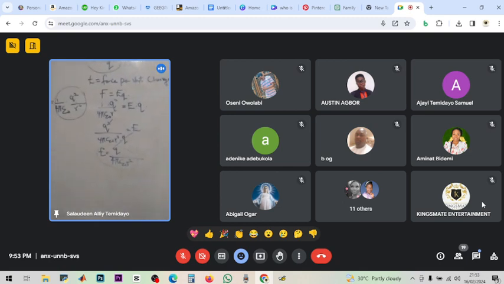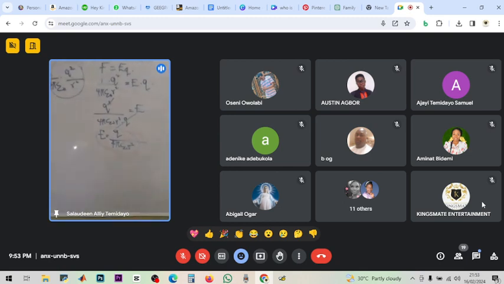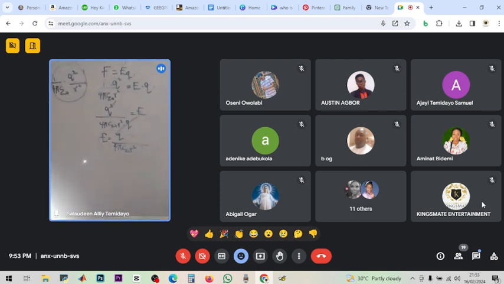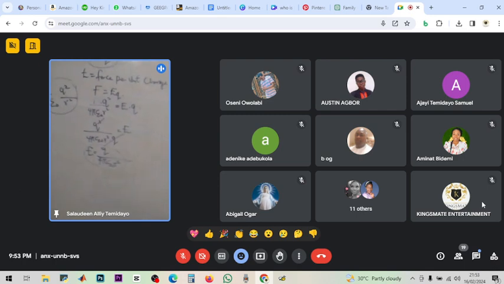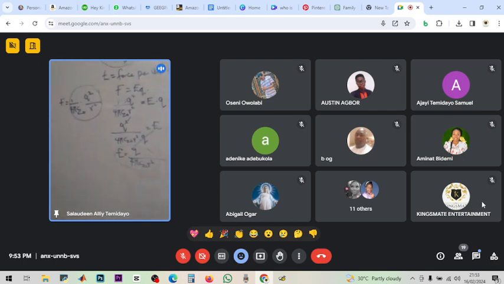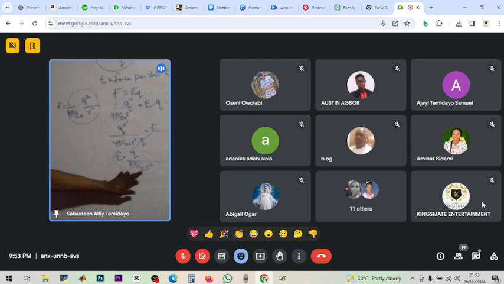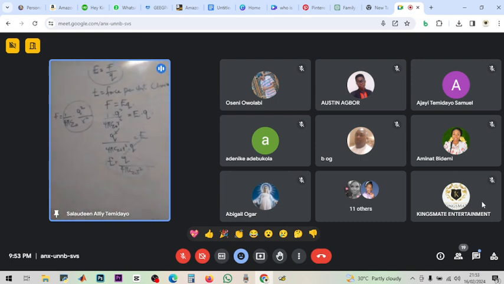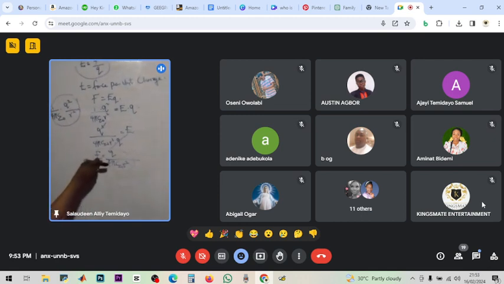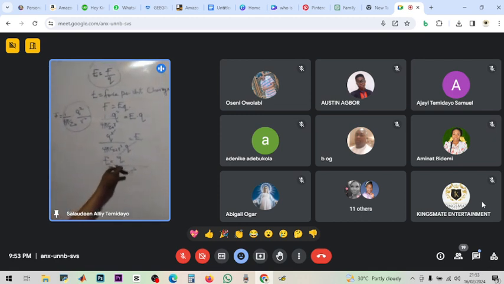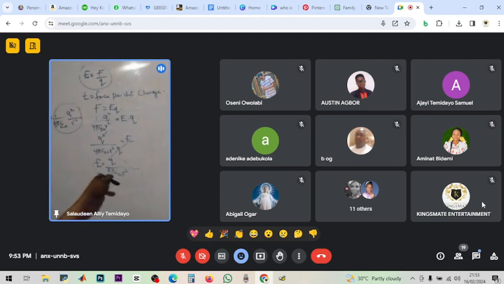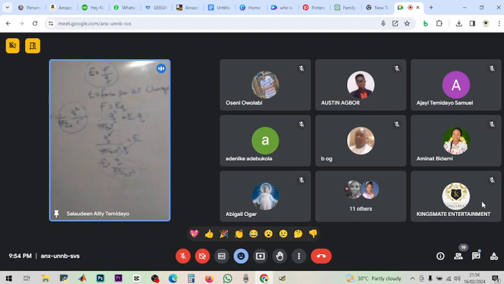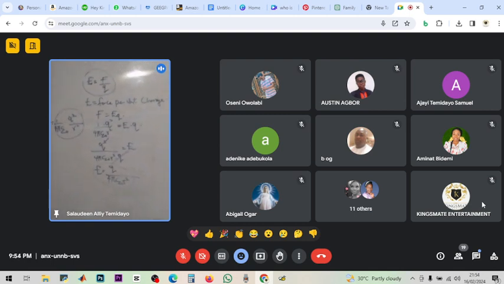Where Q is the charge, epsilon naught is the permittivity of free space, and R is the distance between both of them. Pi is a constant, 3.142, and epsilon naught, the permittivity of free space, is known as 8.9 times 10 to the power of minus 12, and E is the electric field intensity. So if you are taking 1 over 4 pi epsilon naught, then you use 9 times 10 to the power of 9.